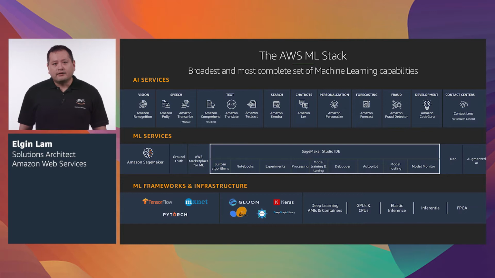In the top layer are the AI services that allow all developers to use pre-trained and auto-trained models to add intelligence to any application without machine learning expertise. Today, we are going to focus on the middle layer.